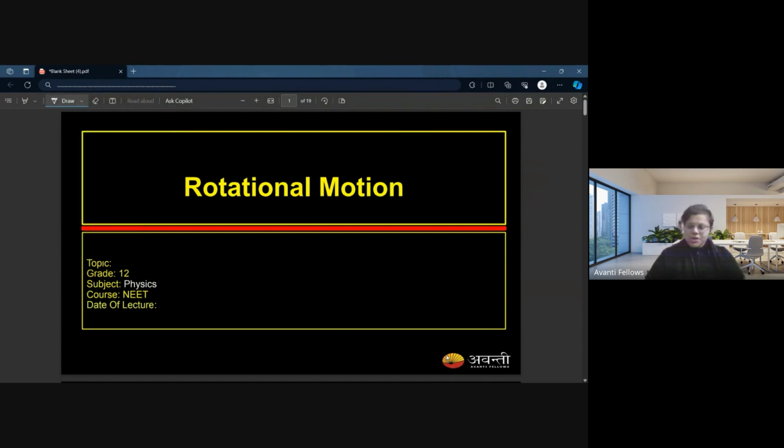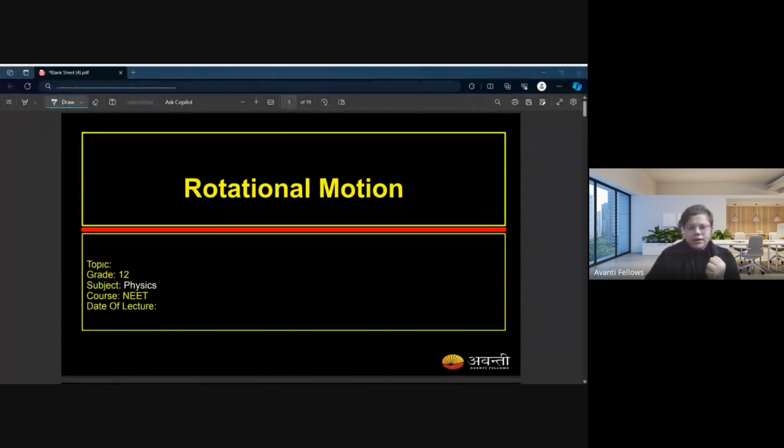ठीक है. तो रोटेशनल मोशन में एक अच्छा खासा डिस्कशन हम लोग कर चुके हैं अभी तक, right? We have discussed the basic terminologies, how circular motion is going to help in this chapter, how you can connect linear variables with angular variables, what is torque, what is moment of inertia, right? What is static equilibrium? I guess this is something that we have discussed.